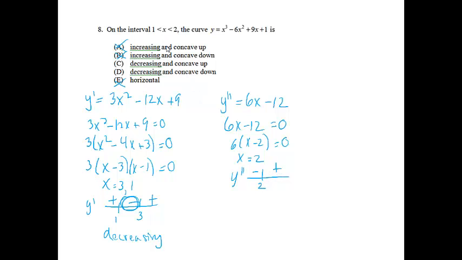And this interval is from 1 to 2. So the interval from 1 to 2 would be over on this side of my chart. And I notice that my second derivative is negative, which means my graph is going to be concave down. So the choice that I'm going to pick is decreasing and concave down.